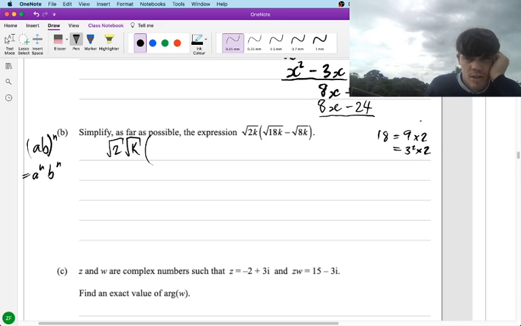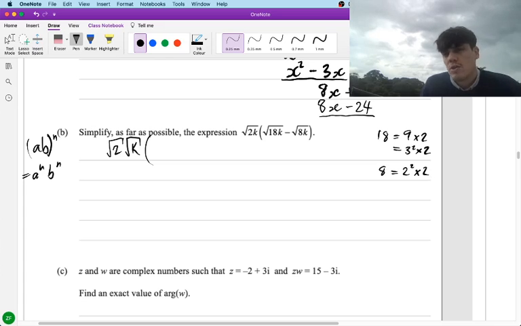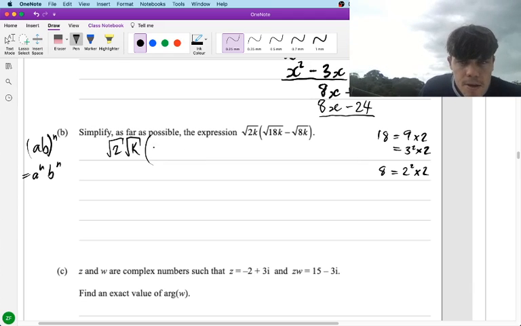Don't be afraid to use some of your page to do some of this working out. Also, let's have a look at that 8. 8 is the same as 2 squared times 2. So we can do surds here and drag out a 3 from the 18 and drag out a 2 from the 8. So I'm going to drag out that 3 root, and the leftover is a 2, and then root k. And then the next one, we're dragging out that 2 root 2, and then we've got our root k there.